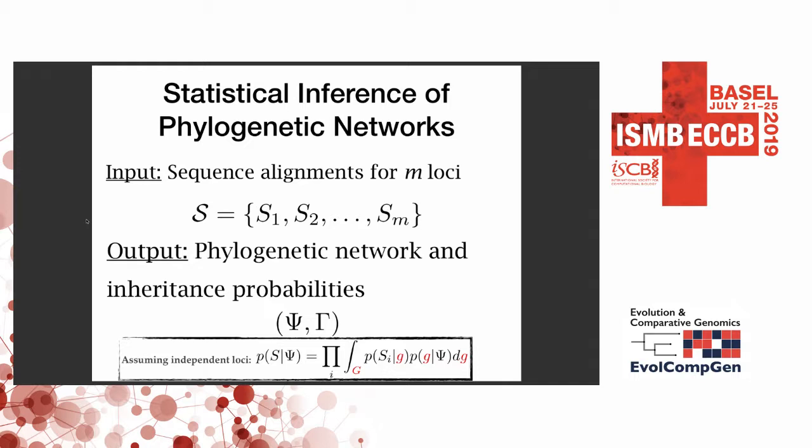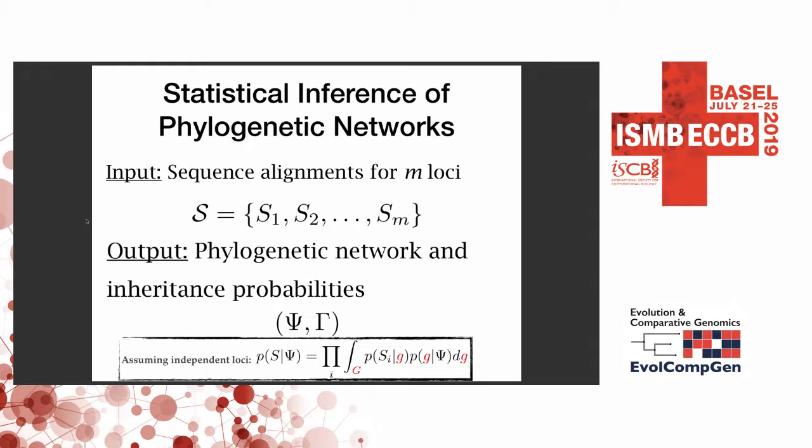And the output that we are interested in is the phylogenetic network topology, all the branch lengths, divergence times, population sizes, mutation rates, plus the inheritance probabilities. These are probabilities that tell us about basically the proportions of the genomes inherited through hybridization.